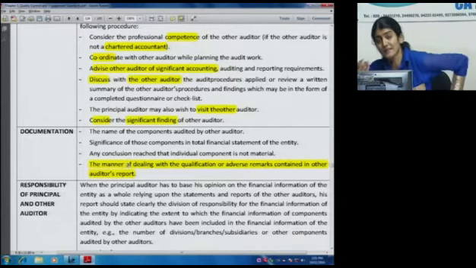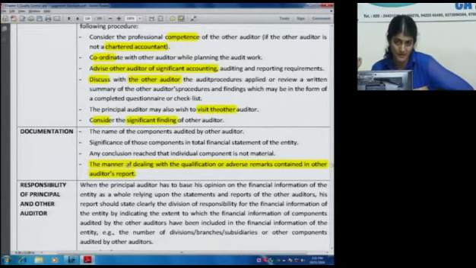So for example, the branch auditor has issued a qualified opinion, saying that inventory has been overvalued. However, the principal auditor has not modified his opinion for the same. Right? So is it okay? Yes, it is okay, provided he has documented the reasons why he has not modified.